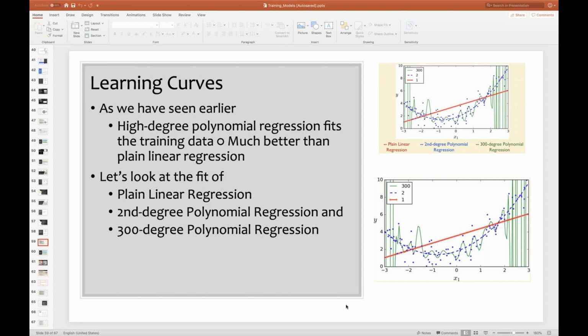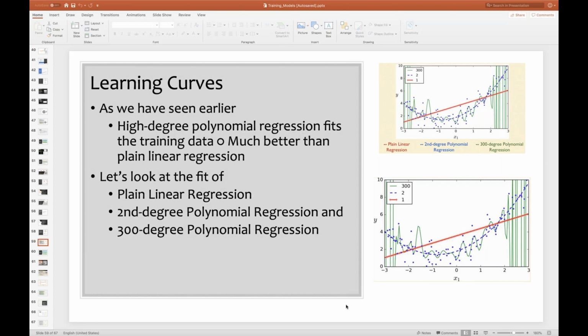What is this? This is learning. How are you learning? You are learning from your experience, from what happened to you in the journey. That is called the learning curve. Let's implement this learning curve on 1-degree polynomial regression, 2-degree polynomial regression, and 300-degree polynomial regression.